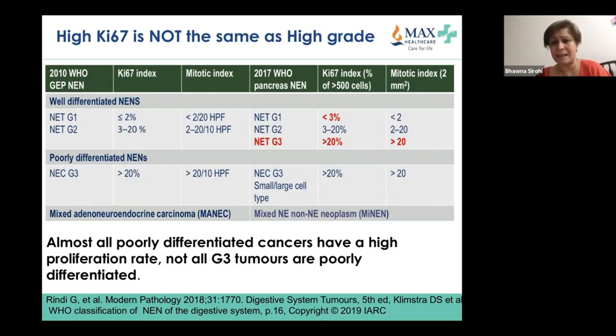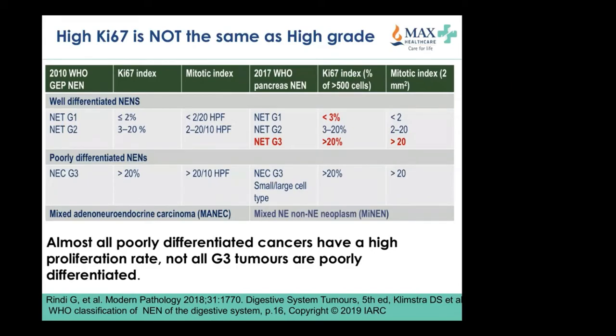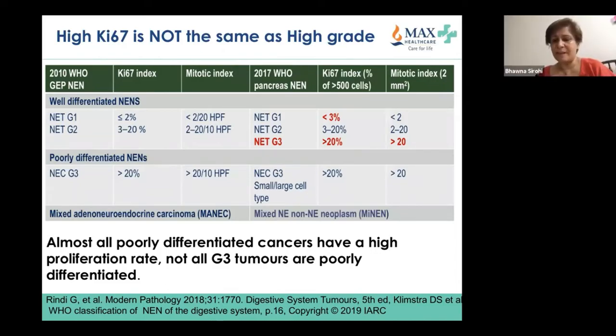This is a separate lecture in itself. So I will just leave it that this is the new terminology which we should know about. We no longer call them MANEC, we call them MiNEN. So now coming on to well differentiated. So high Ki67 does not mean it is high grade. So that is something which is new.